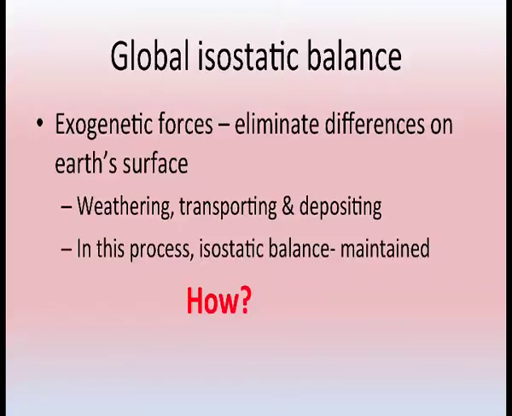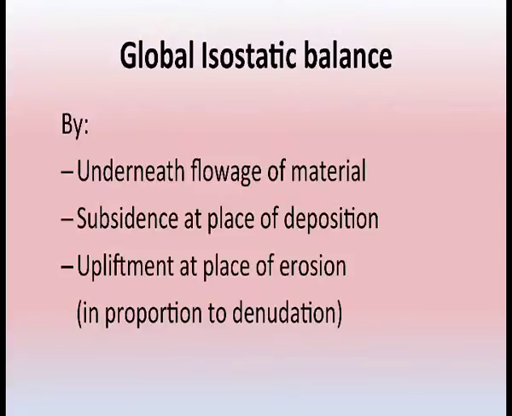How is this done? For exogenetic and endogenetic forces together, for example, underneath flowage of material, that means underneath the earth's surface there is flowage or movement of material. Second one is subsidence at place of deposition. Then third is upliftment at place of erosion, in proportion to denudation. So, these are the three ways in which global isostatic balance is maintained.